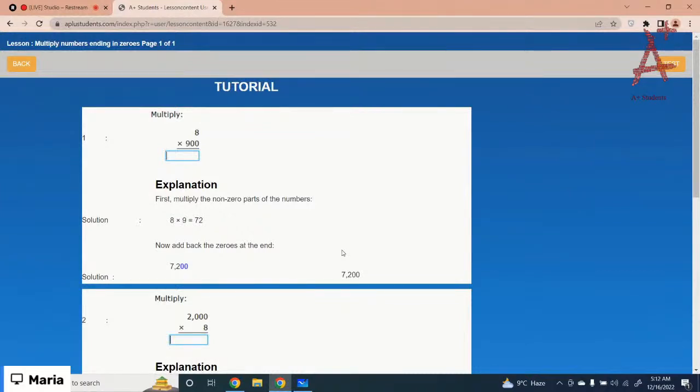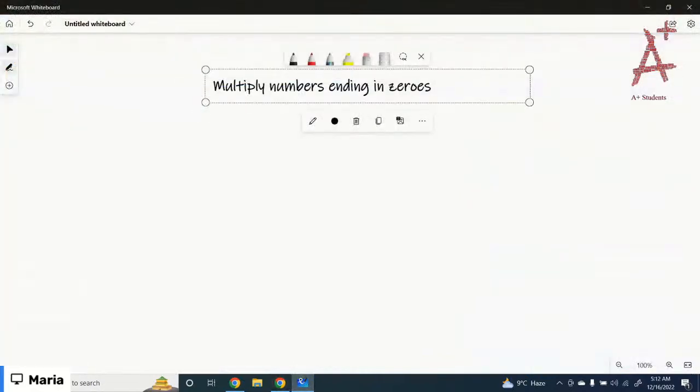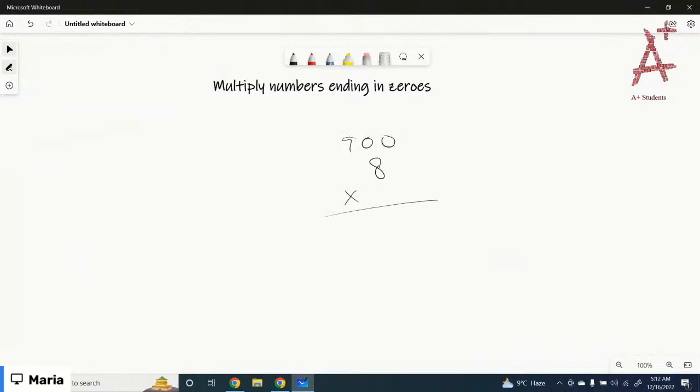Okay, so here is the lesson. You have to do 8 times 900. Got it? So whenever you are working with zeros, simply multiply the non-zero values. So the non-zero is 9 times 8. Just do 9 times 8. And we know that 9 times 8 is 72. That means you have 72. You have two zeros with the digit. So add the two zeros in the answer. It would be 7200. Got it?